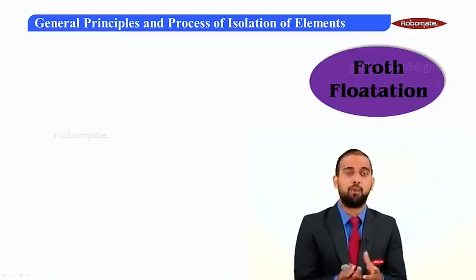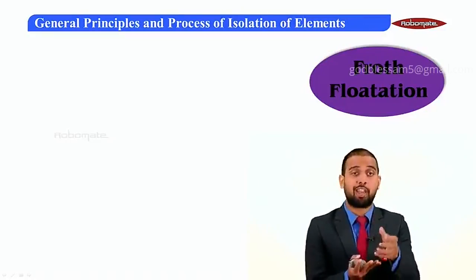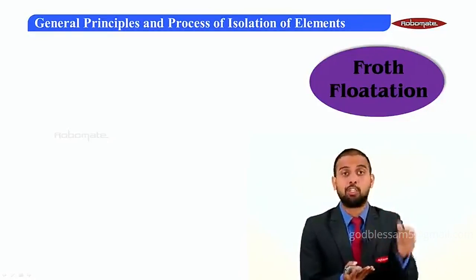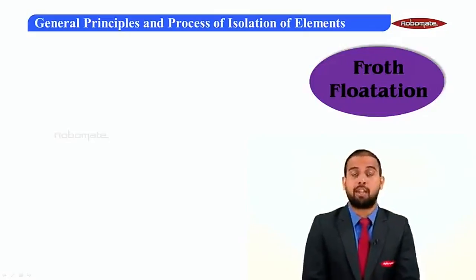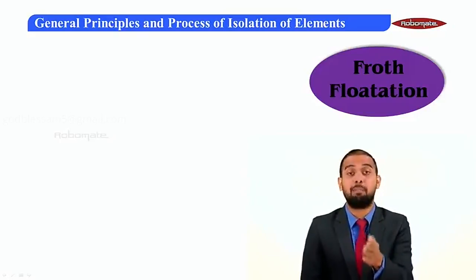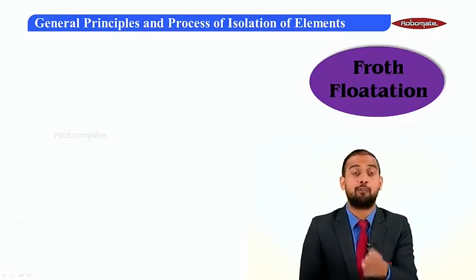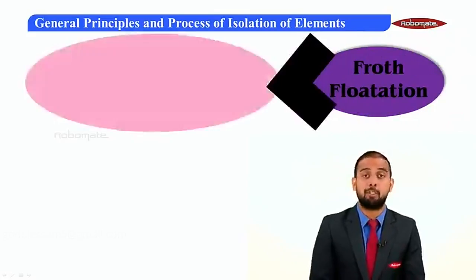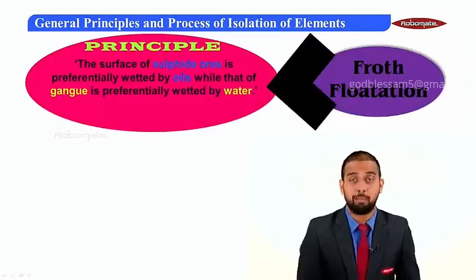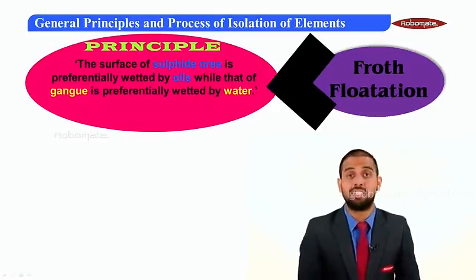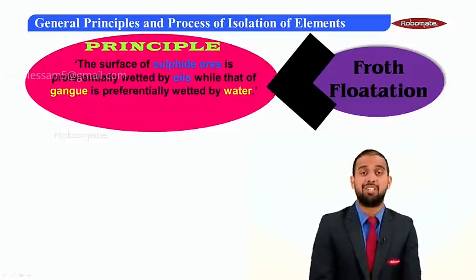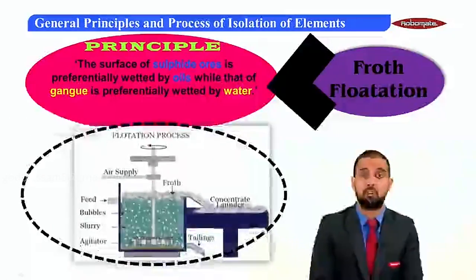In this, we take a powdered sulfide ore, and to that we need to add oil as well as water. You should know that most of the sulfide ores are insoluble in water. Since they're insoluble in water, they will prefer to get wet by oil, whereas the gangue particles will prefer to get wet by water. So the principle of froth flotation is based on the preferential wettability of the sulfide ores by oil and the gangue particles by water. And this froth flotation is carried out in a cell called a flotation cell, which looks like this.